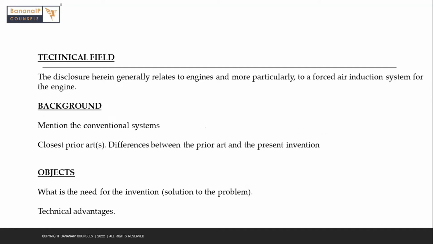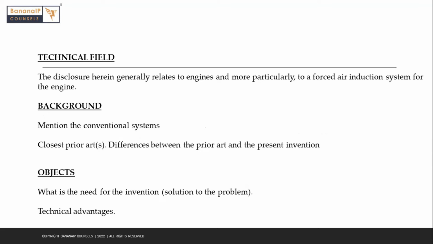So next is a technical field. Technical field is related to the technological domain to which the invention belongs. Let's take an example. The disclosure herein generally relates to engines and more particularly to a forced air induction system for the engine. Here engine denotes the broader technical field, while forced air induction system denotes the specific technical field.